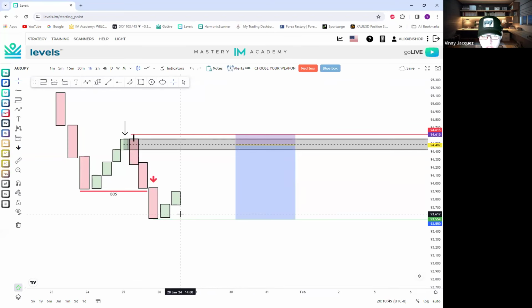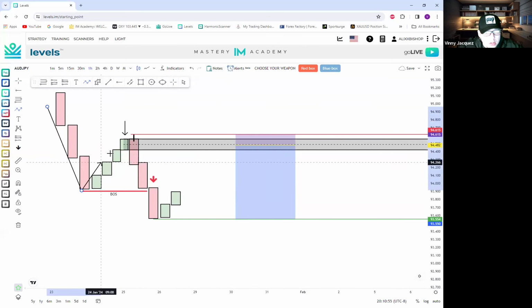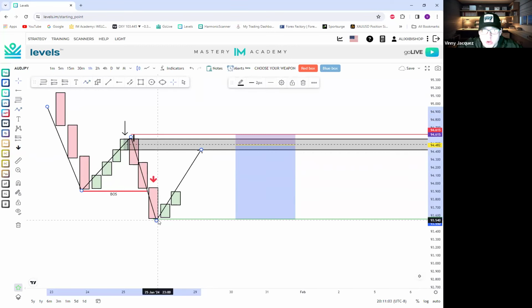TP on the lower high. This would be the lower low. So notice how this is lower low, lower high, lower low. When market wants to come back and get you, this lower low is going to be our TP. Does that make sense, Diego?